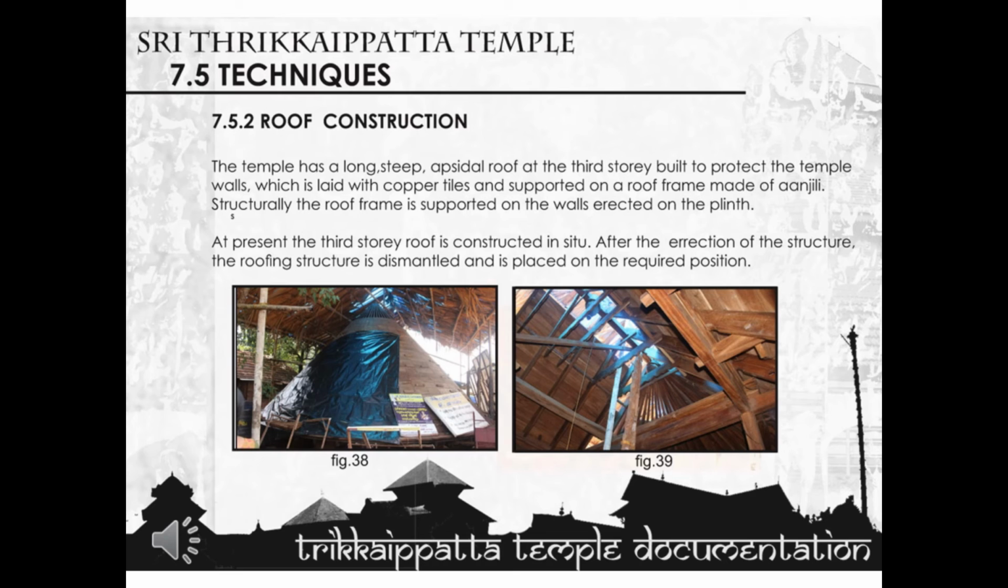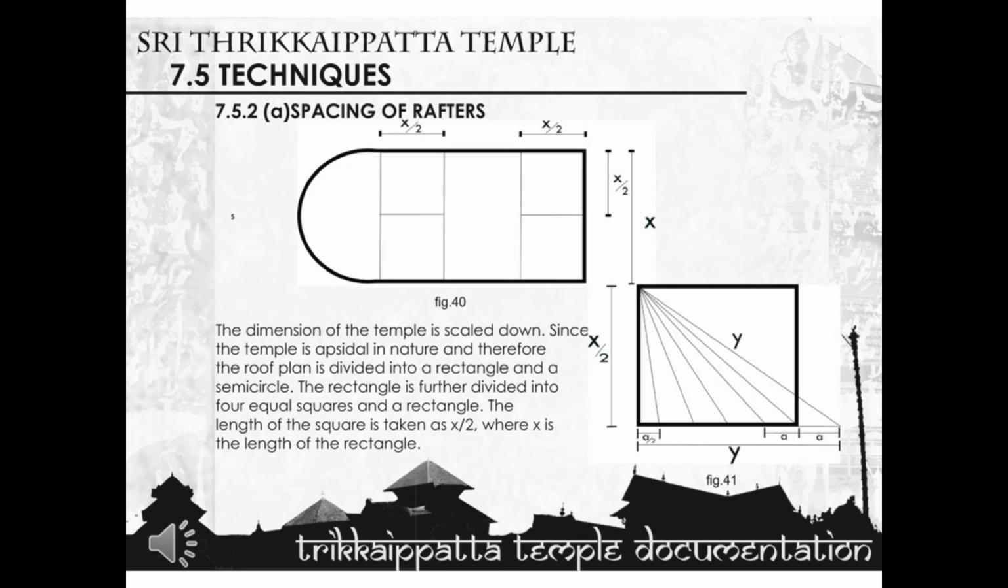Roof construction. The temple has a long, steep apsidal roof at the third story, built to protect the temple walls, which is laid with copper tiles and supported on a roof frame made of anile. Structurally, the roof frame is supported on the walls erected on the plate. At present, the third story roof is constructed inside. After the erection of the structure, the roofing structure is dismantled and placed in the required position.